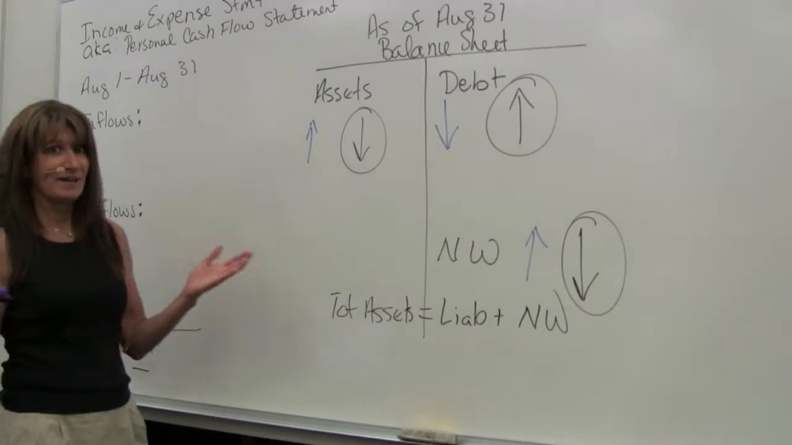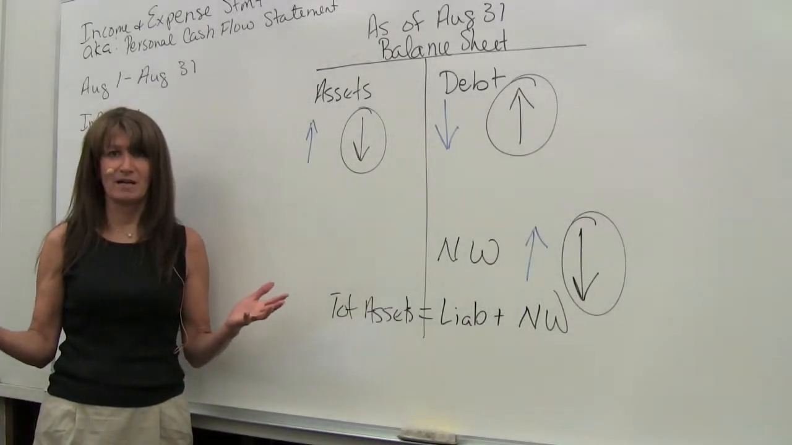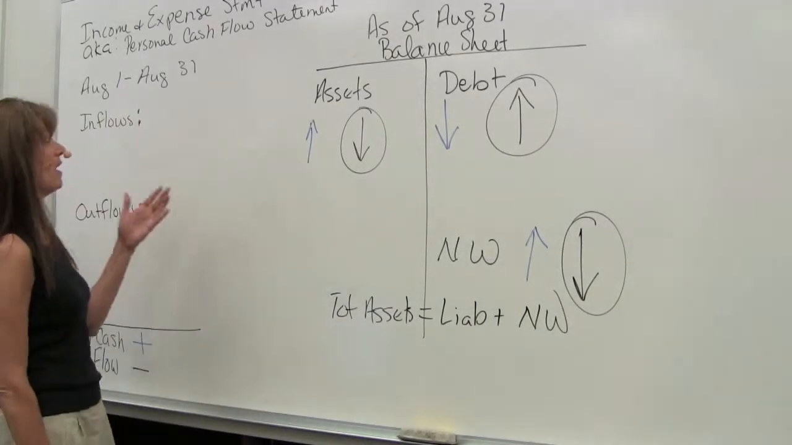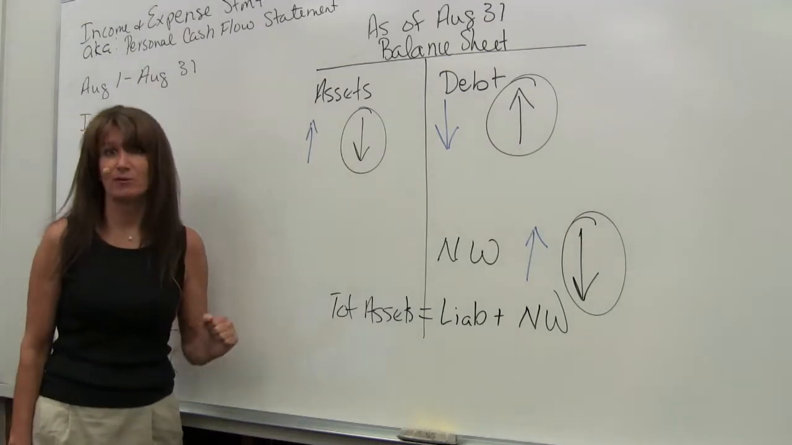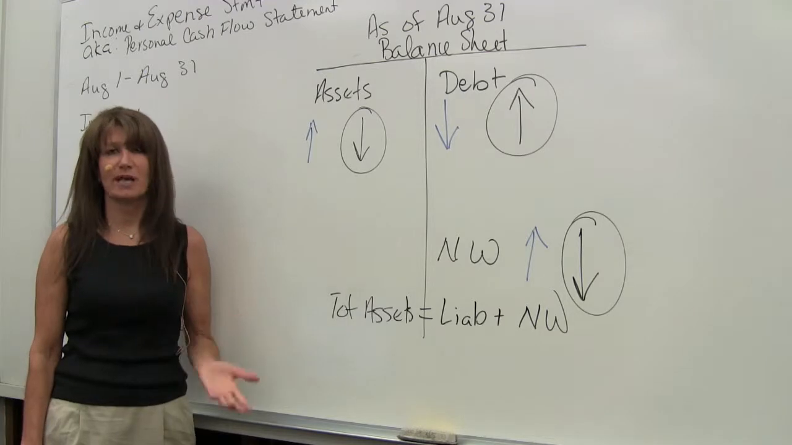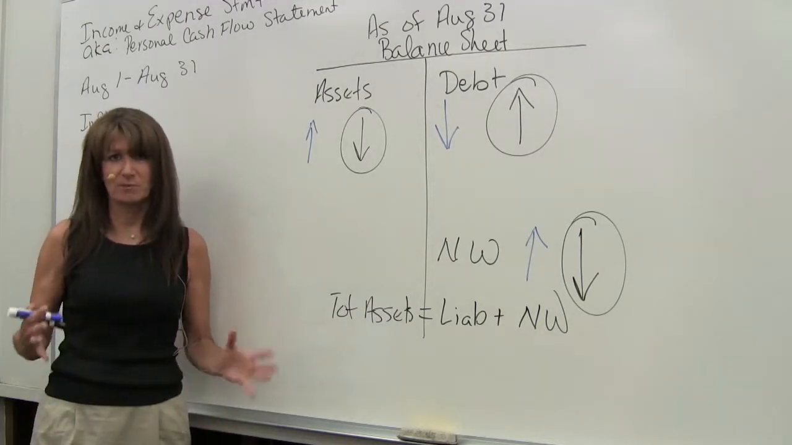Okay. Hi again, this is Marianne, and I am going to now talk to you about the personal income statement. Income and expense statement is how they refer to it in your book. It's also called the personal cash flow statement. There are different names depending on the textbook.